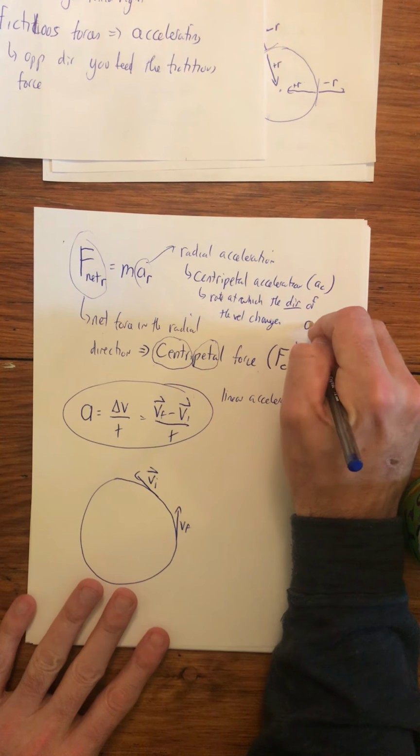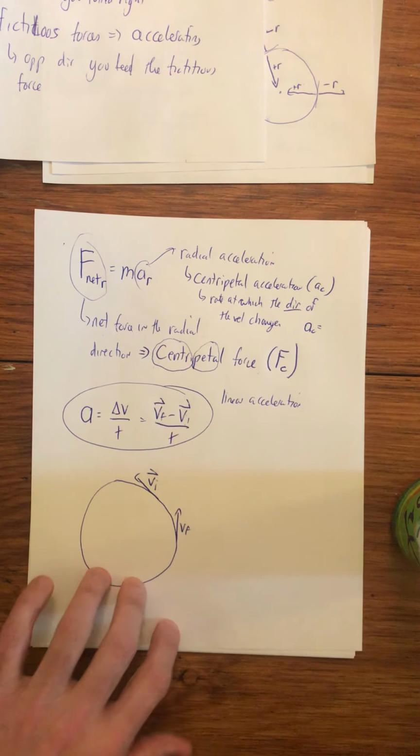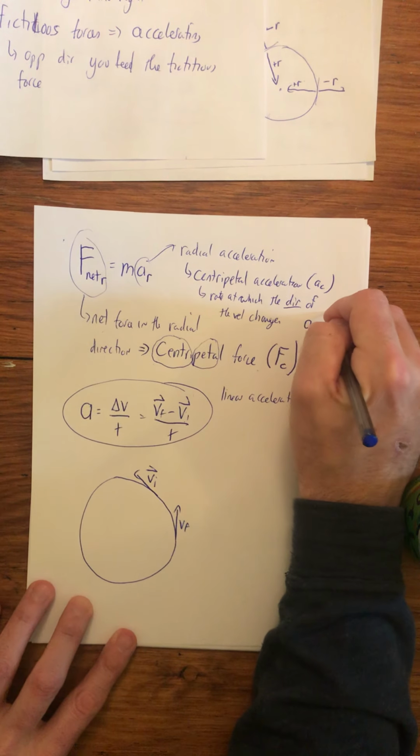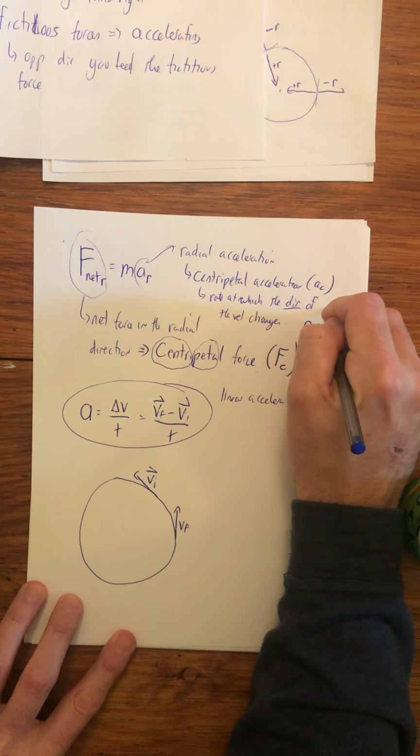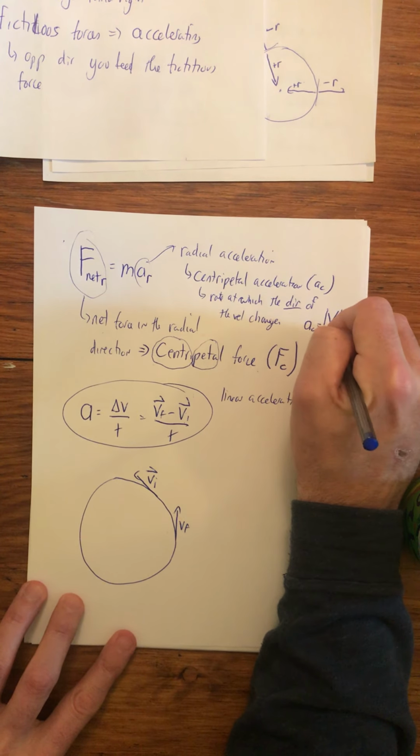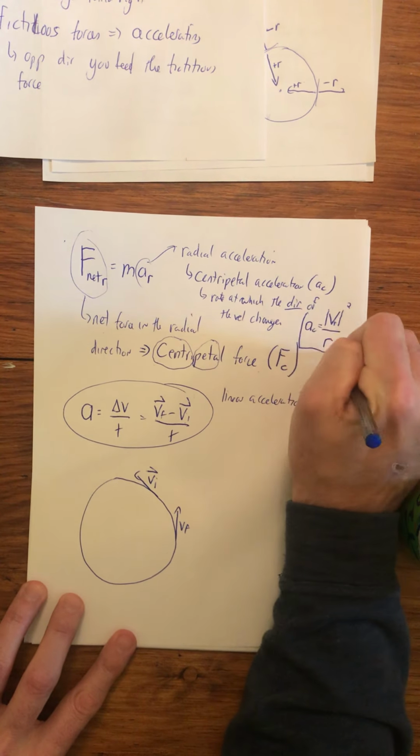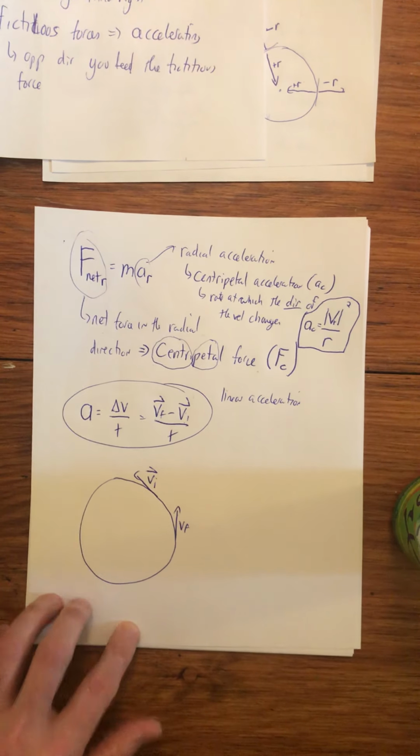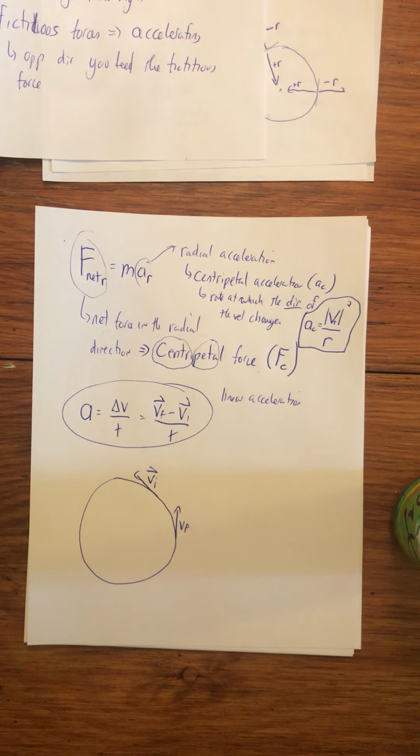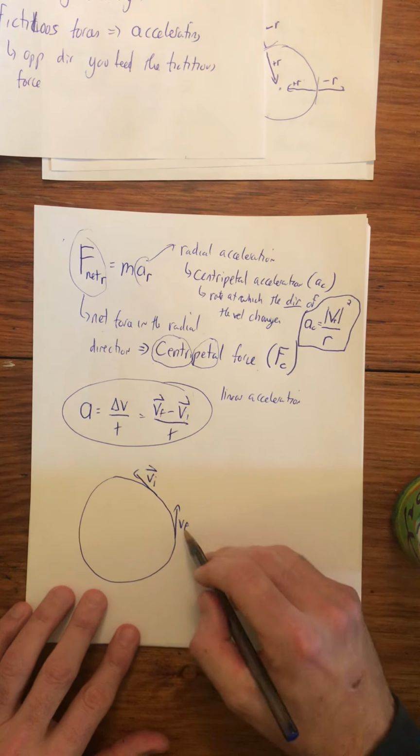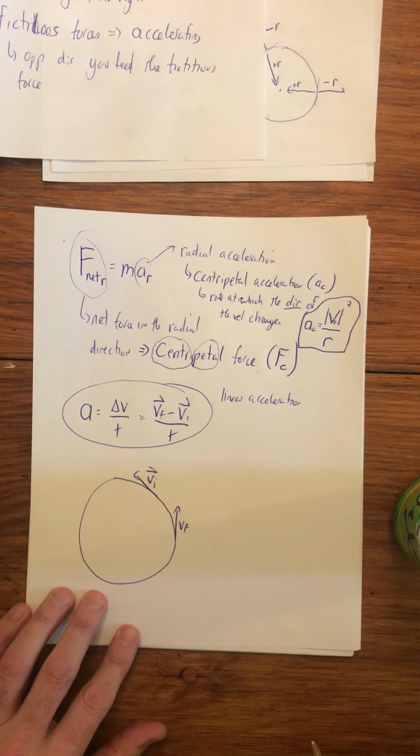The centripetal acceleration equation is going to be whatever the tangential speed is, squared, divided by the radius. I'm just going to box that, okay? AC equals VT squared over R, right? And these are the VTs, the tangential speeds.